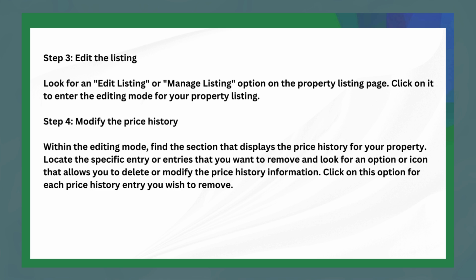The fourth step is to modify the price history. So within the editing mode, find the section that displays the price history for your property. Locate the specific entry or entries that you want to remove and look for an option or icon that allows you to delete or modify the price history information. Click on this option for each price history entry you wish to remove.